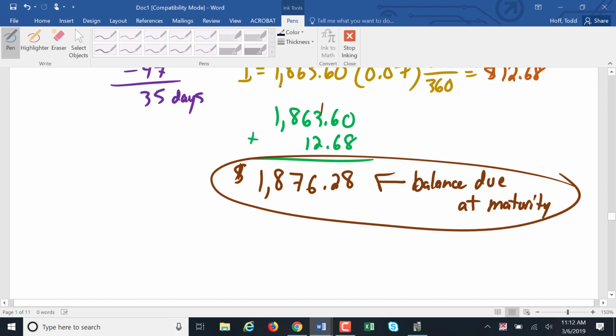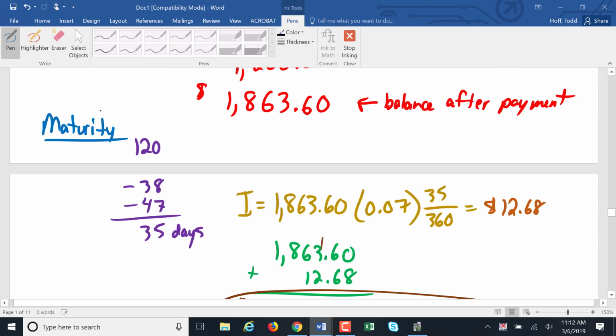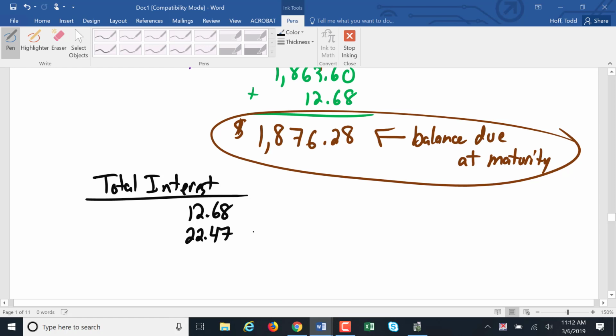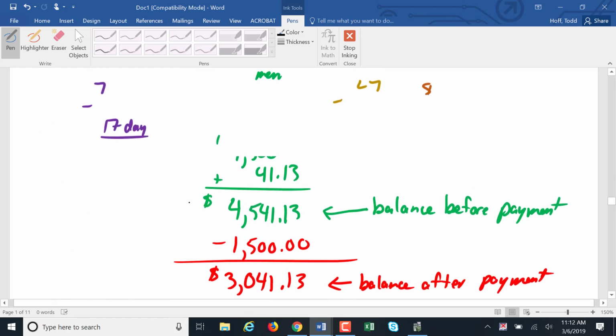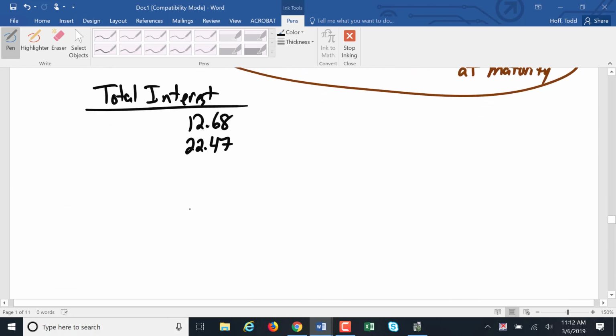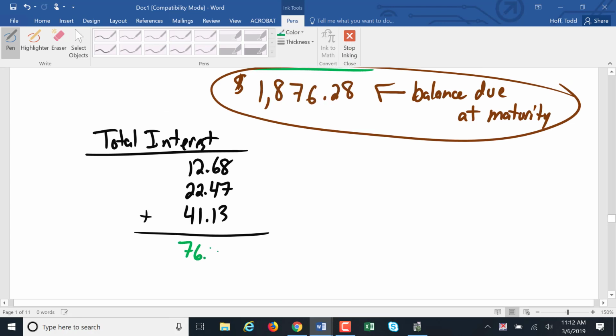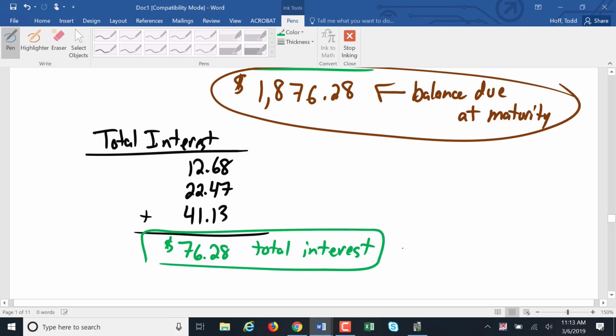Now the second part of this question was find the amount saved by making the partial payments. So let's find the total interest paid here. We had $12.68. We had $22.47. And we had $41.13. That adds up to be a total of $76.28 in interest. Well, that's the interest that was paid making the partial payments.